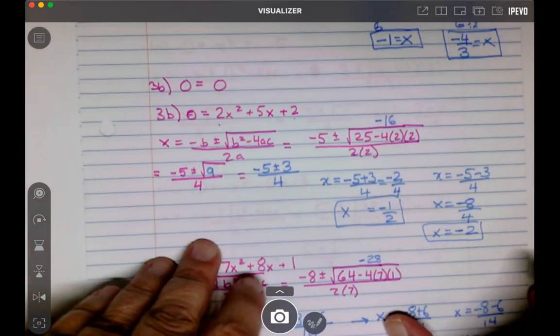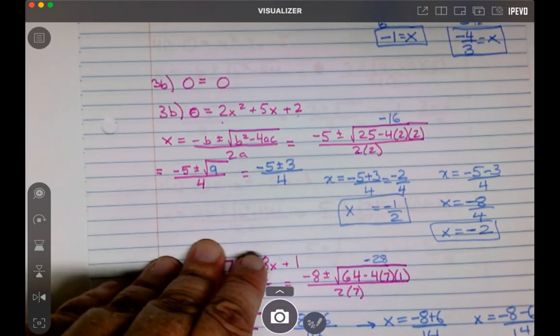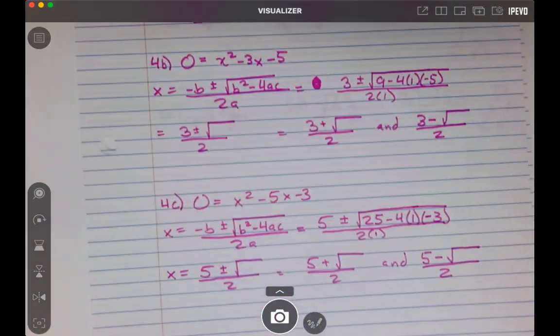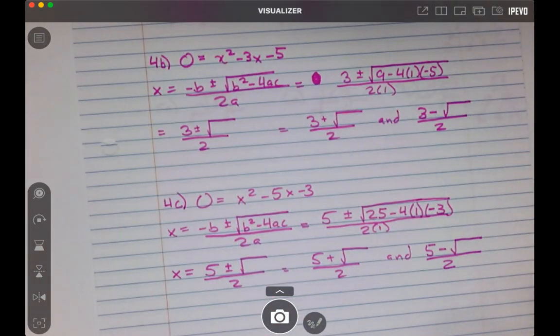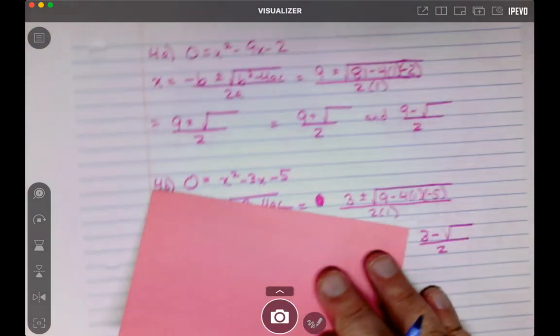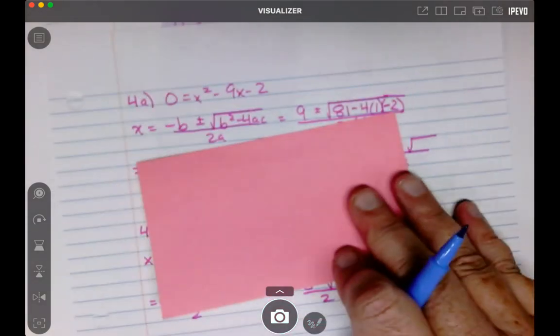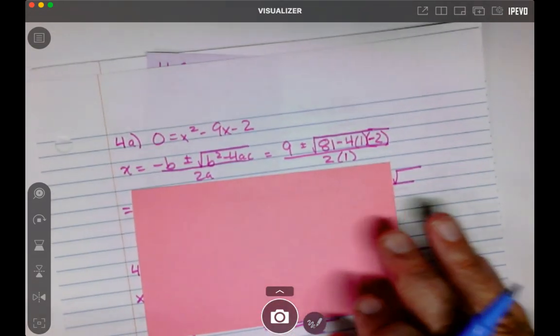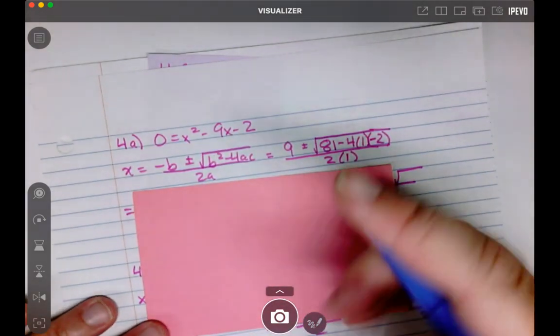Okay, moving on. We have some more quadratic formula problems. Again, I want to encourage you to try these problems on your own first, or do one with me and then try the other ones on your own. I think there's only limited benefit if you are just copying off the video.